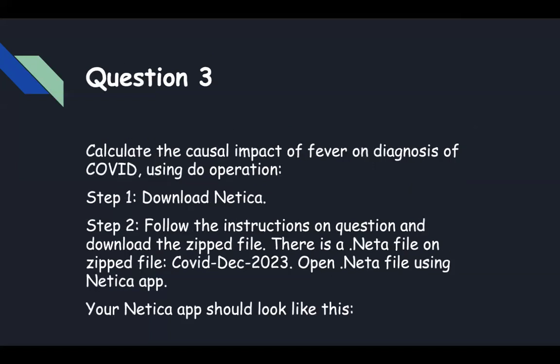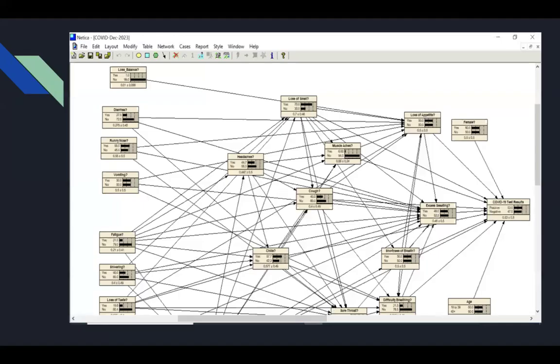So for Teach One, I'll be focusing on do operations, week 3, question 3, where we will calculate the causal impact of fever on diagnosis of COVID using the do operation. The first step is to download Netica; follow the instructions on the question and download the zipped file. There is a .neta file in the zipped file, which is called COVID December 2023. You can open the .neta file using the Netica app, which should look like this.